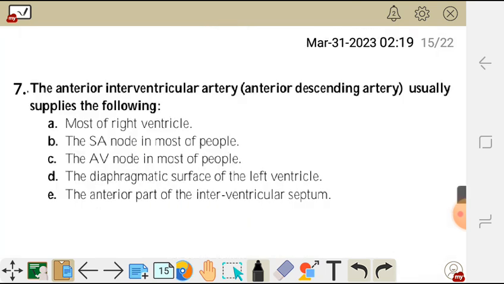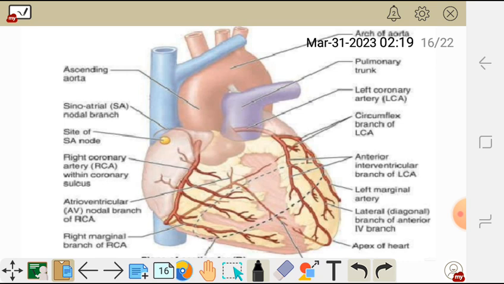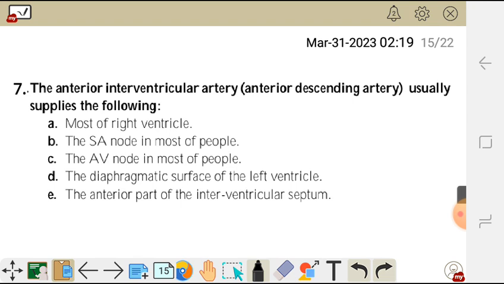So the SA node in most people is supplied by the sinoatrial nodal branch from the right coronary artery. And the right ventricle is mostly supplied by the right coronary artery, by the right marginal branch of the right coronary artery there. Okay, so for the interventricular septum, two-thirds is supplied by the anterior interventricular artery.